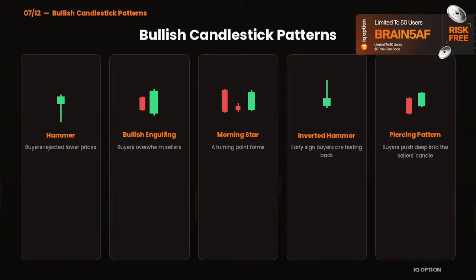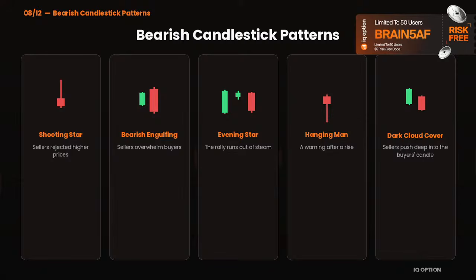And then what if the hammer is red? At the same time, let me open the bearish candles for you. You can see there is a hanging man. It is the same thing as the inverted hammer, just the mirror of the inverted hammer, and here is just the mirror of the shooting star.